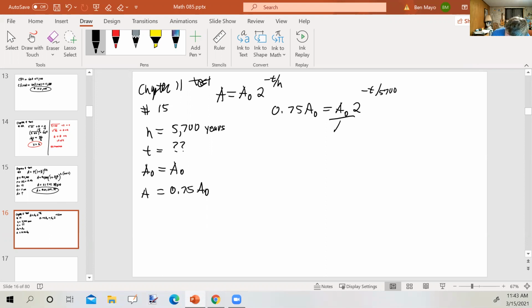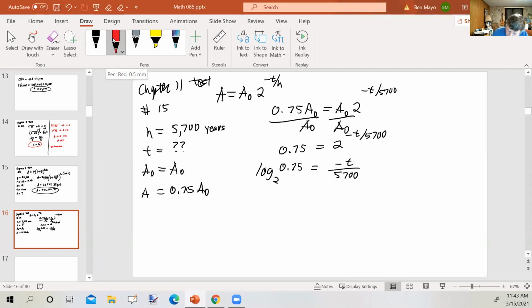We're going to divide both sides by A naught. So 0.75 equals 2 to the negative t over 5,700 power. I'm trying to solve for t, which is part of the exponent. So I'm going to take this exponential equation and change it into a logarithmic equation. So we get log base 2 of 0.75 equals negative t over 5,700.